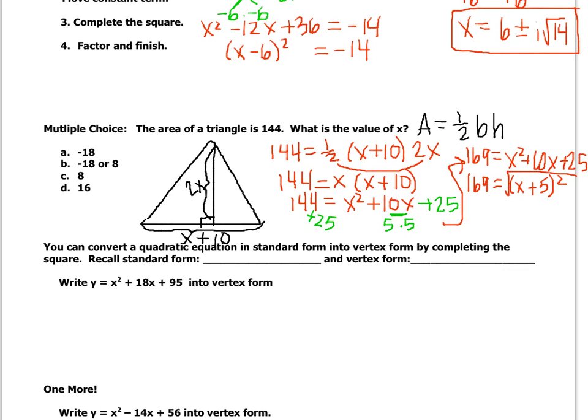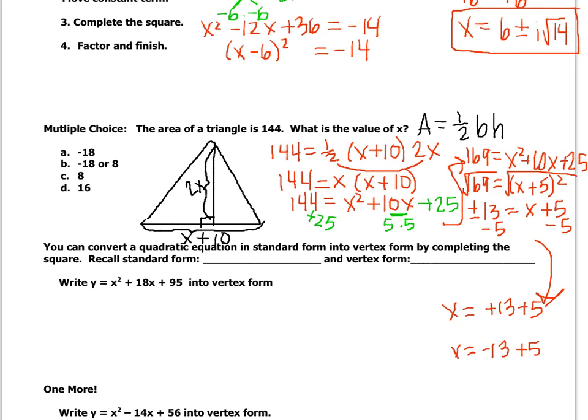I'll solve it by taking the square root of both sides. So I have positive or negative 13 equals x plus 5. I'd subtract 5 from both sides. I ran out of space here. So I have x equals positive 13 plus 5, or x equals negative 13 plus 5. So this one gives me an answer of 18, and this one gives me an answer of negative 8. Now the question's asking what's the value of x, and if I'm talking about a side length, I can't have a negative number, so this isn't possible. It's got to be positive 18.